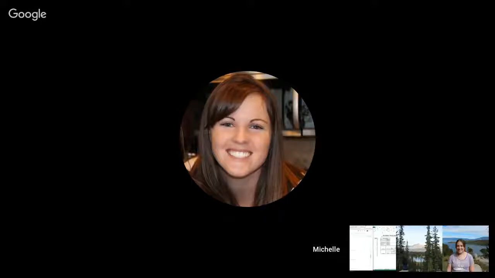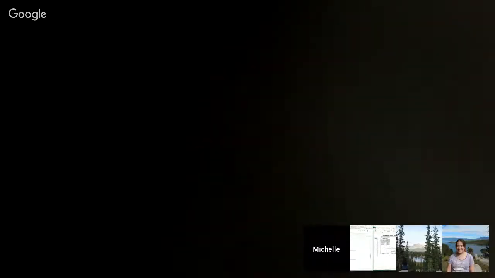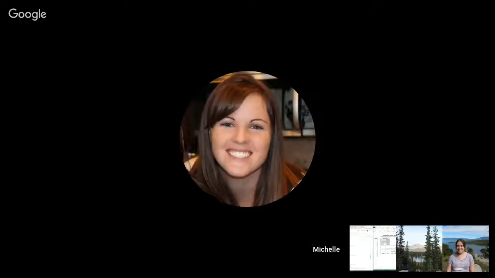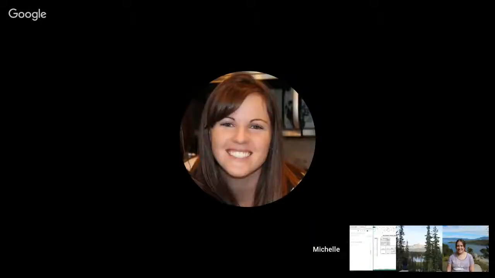What is the T-score? So the T-score you're going to find in, I guess it'd be the fourth set of data under the one sample t-test. And it says negative 1.84. Yeah, 1.843. The negative 1.843. Yeah. Okay. Why would it be negative? My t-score just says that.